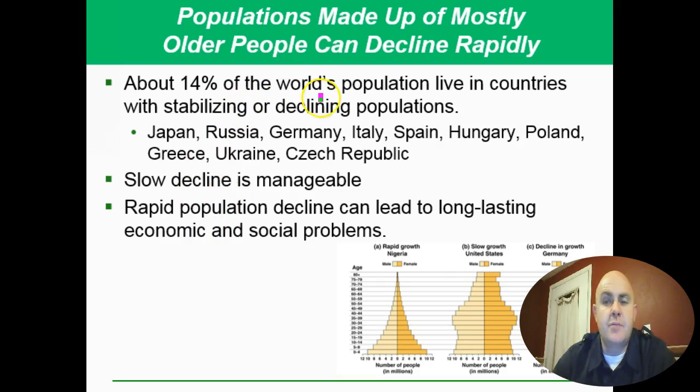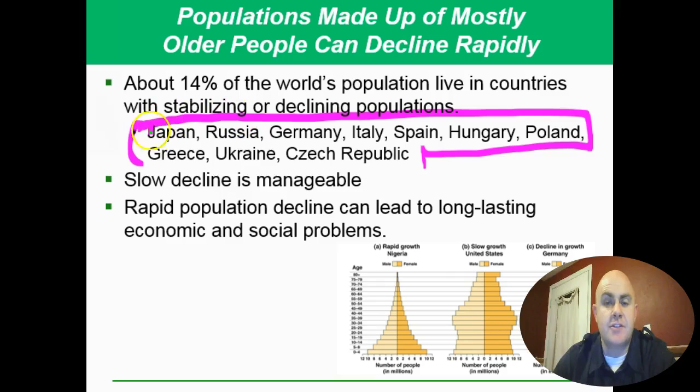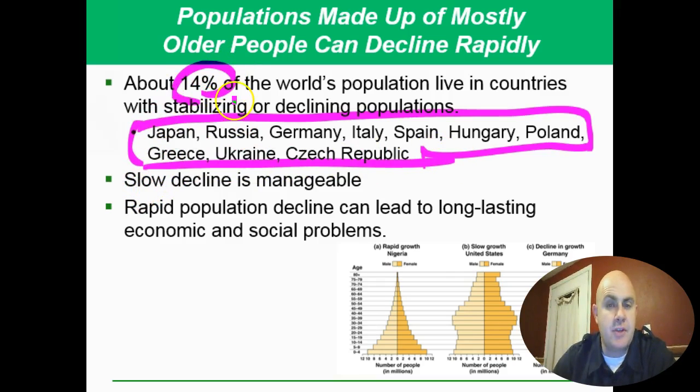Now, about 14% of the world's population lives in countries with stabilized or declining populations. So these are countries where the populations aren't growing anymore. They're kind of stabilizing or they're shrinking. And so 14% of the world's population is quite a few. And so what effect is that going to have on the big scheme of things?